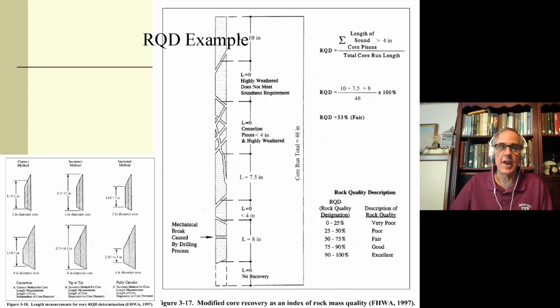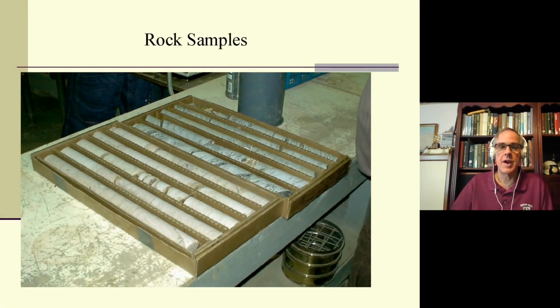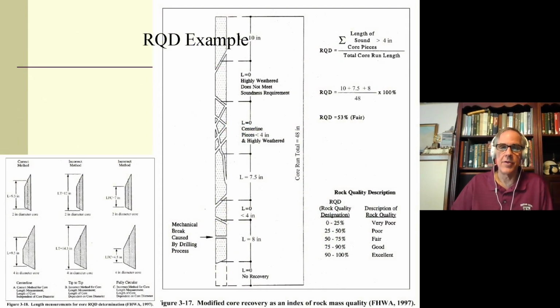It's the centerline pieces and little pieces, and you actually see this if you want to look at it. Look at the rock samples, the upper right-hand corner. You'll see some pretty mangy looking stuff up there, and that's probably not going to count because it's probably not 4 inches long and it's all broken up. And that's what I'm talking about. Then the next piece is 7.5 inches. The next piece is L0 for 4 inches.